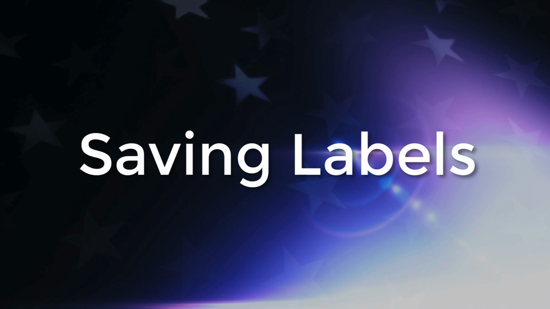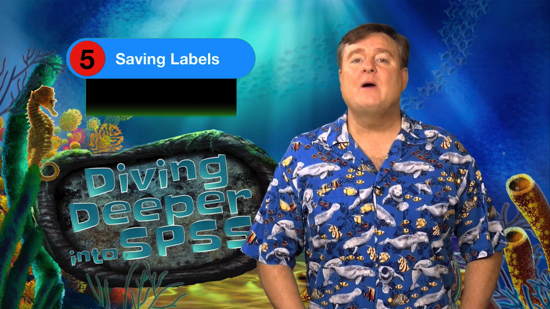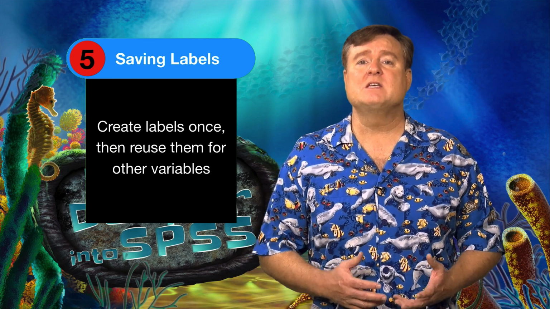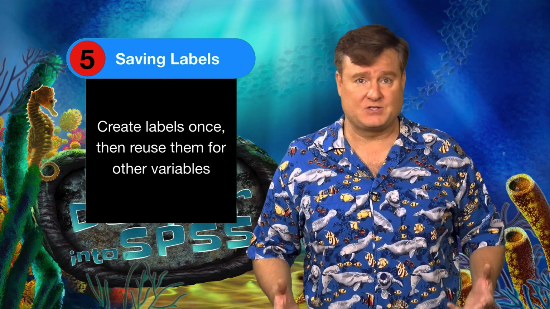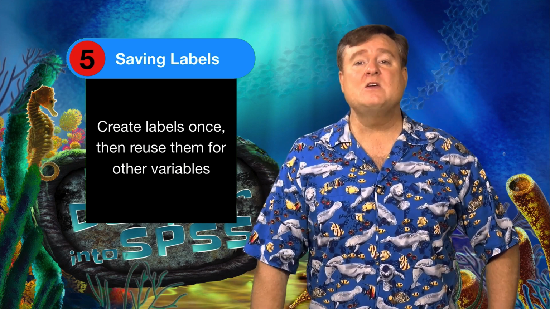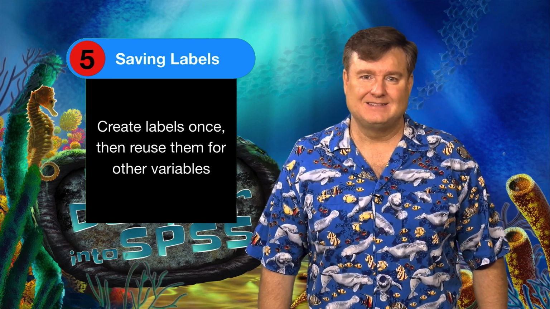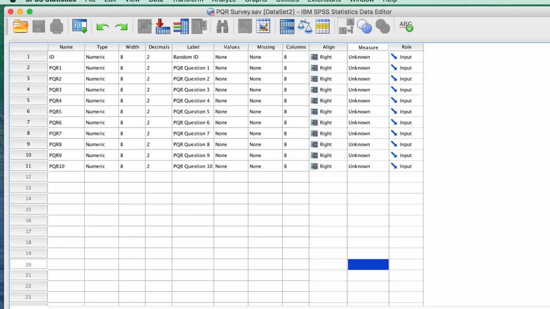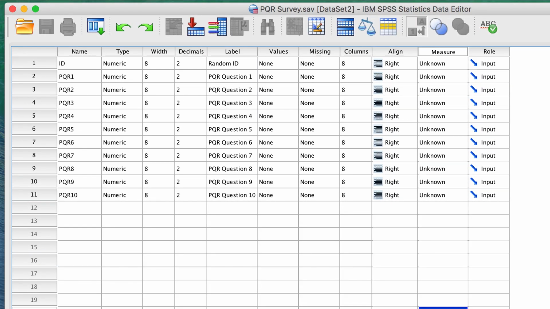Number 5, saving labels. When you have multiple variables that all have the same labels, such as when you are using a survey with a Likert item response scale, you can easily create labels once and then reuse them for other variables. You have a set of items that all have the same response options, and you want to add those response options as value labels so that they will be easier to interpret. But, of course, this can take some time.